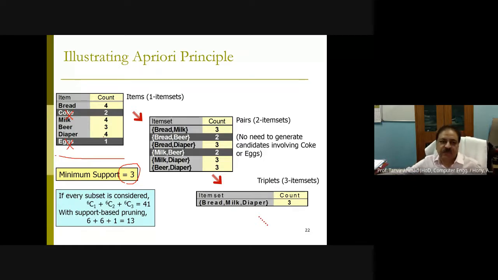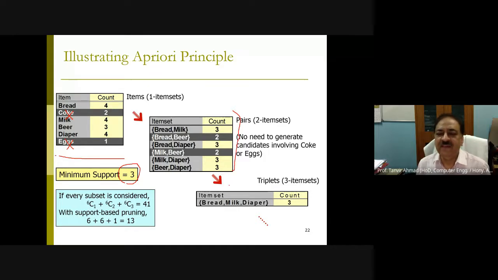Okay, fine. Now let us try to generate the pairs. How will I generate? Bread milk, bread diaper, bread beer, milk beer, milk diaper, and beer diaper. How many will I get? I will get 6. First one with 3, second with 2, third one with 1, and so on. Therefore, I generate all the possible 2 item set pairs over here.